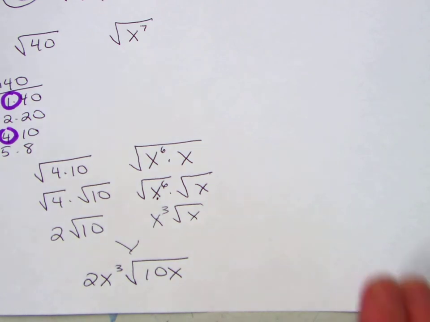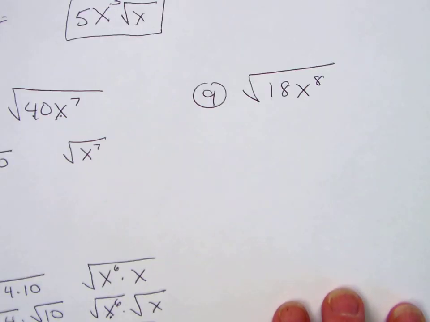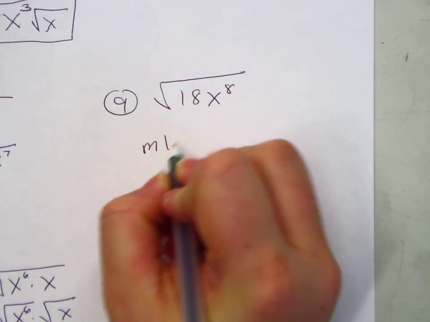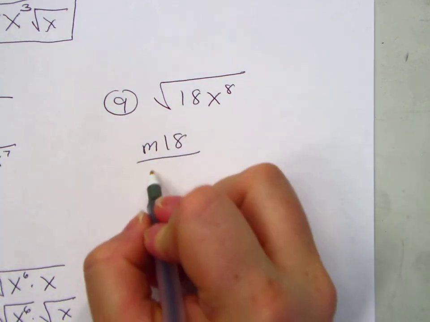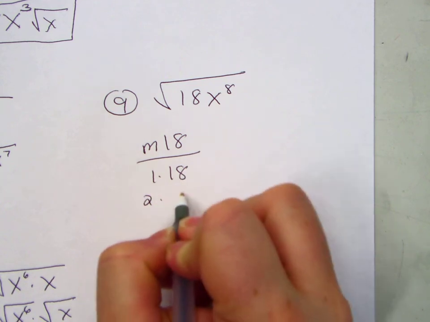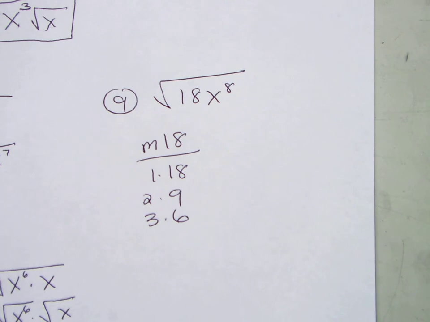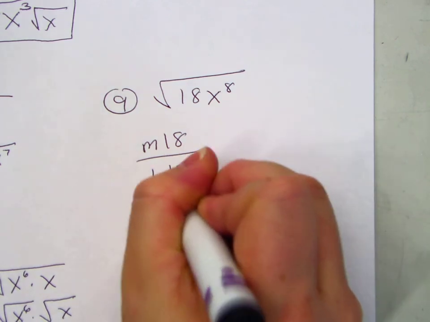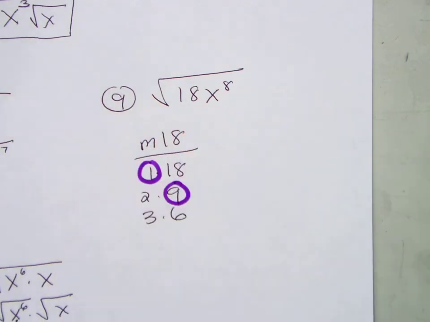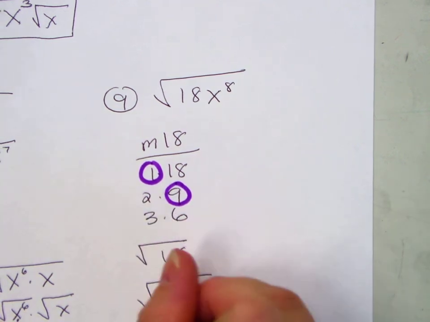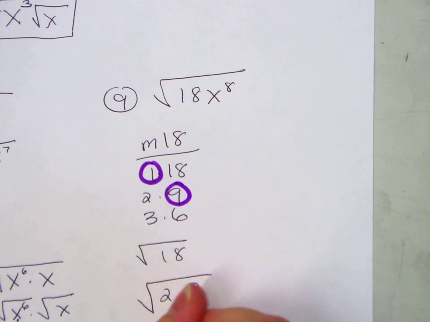Okay? Pause the video and try number 9 on your own. We're multiplying to 18. 1 times 18, 2 times 9, 3 times 6. 9 and 1. So I'm going to use the 2 and 9 because it's bigger. Radical 18 is 2 times 9, radical 2, radical 9.